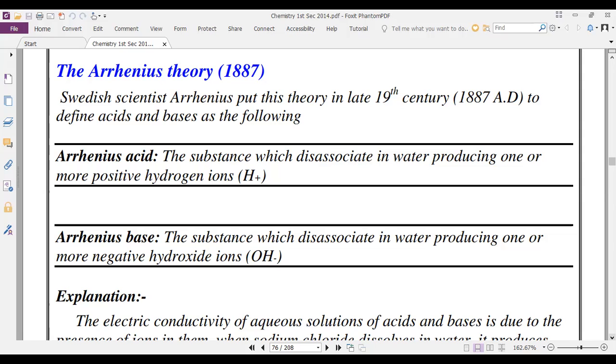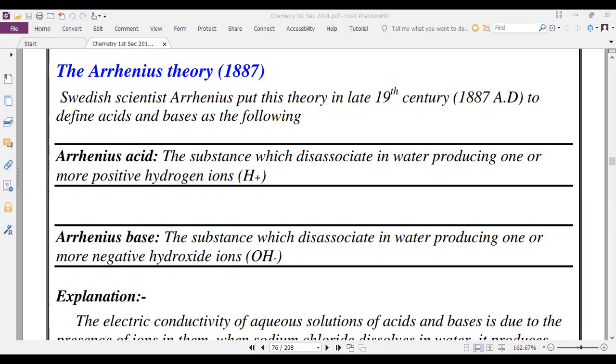So that is the difference between them, the distinguishing factor between acids and bases. Hydrogen is related to acids, while hydroxide is related to bases. Okay, Mariam, any problem? No. Okay, try to read it again, please.